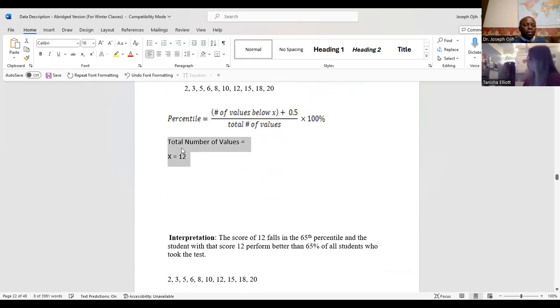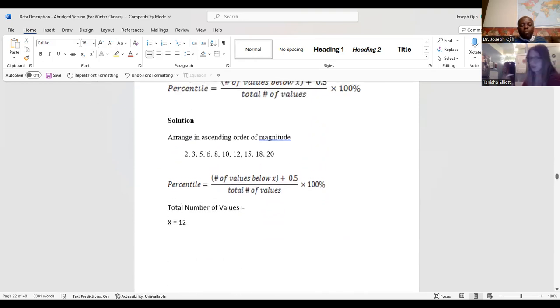Professor, did you say place the numbers in order from least to greatest or from greatest to least? Yes, ma'am. Least to greatest.